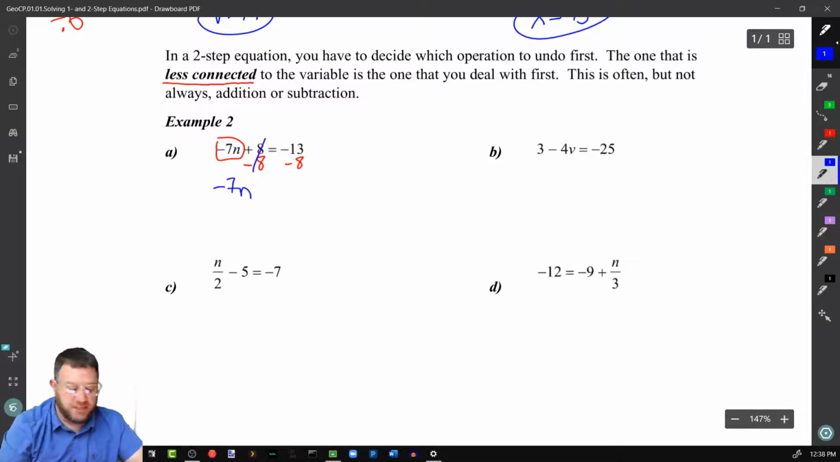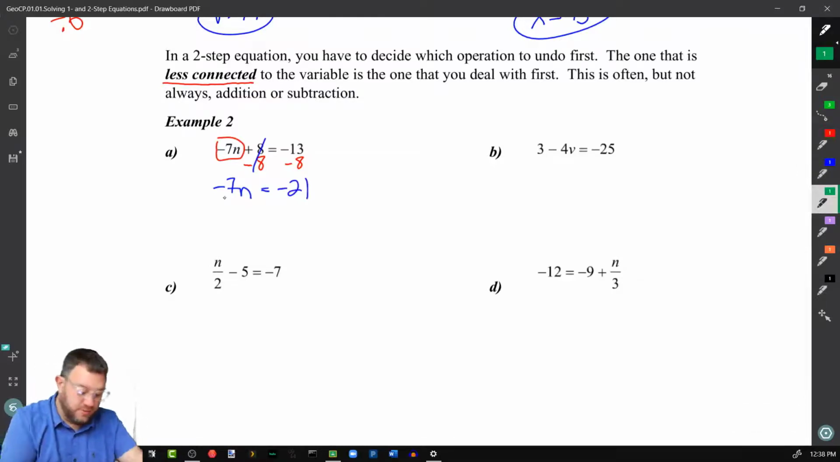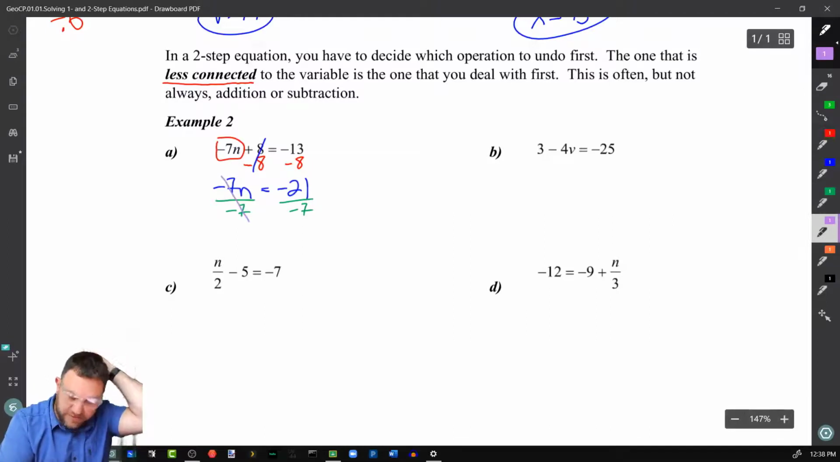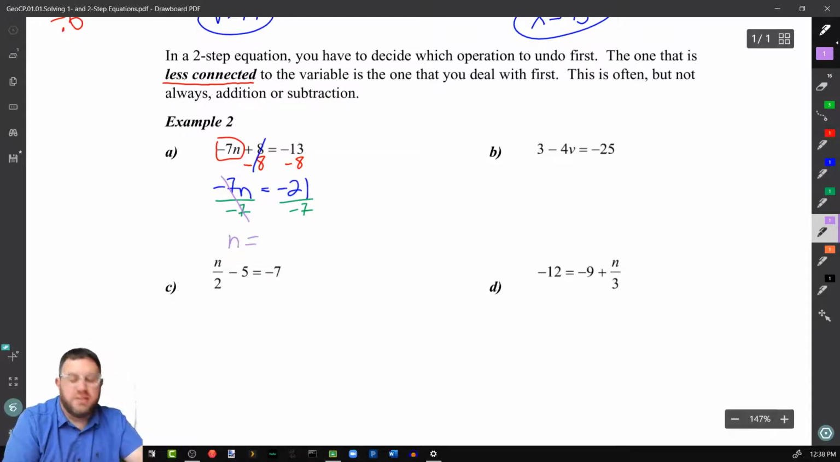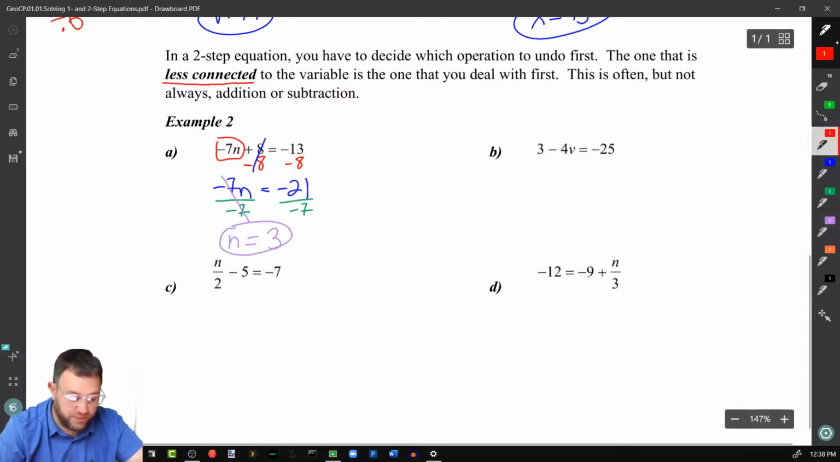Our +8 -8 cancel out. And then we have -13 -8, that's -21. So now we've got our -7 times n, so we will divide by -7 to get rid of that. Our -7s will cancel out because it's -7 times n divided by -7. That leaves us n, and -21 divided by -7, I said that backwards, gives us +3.